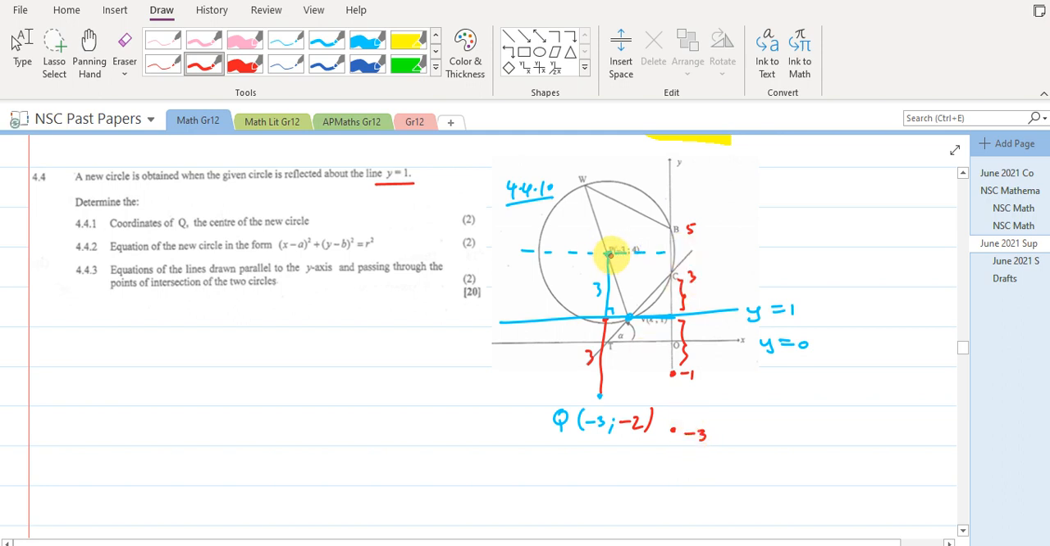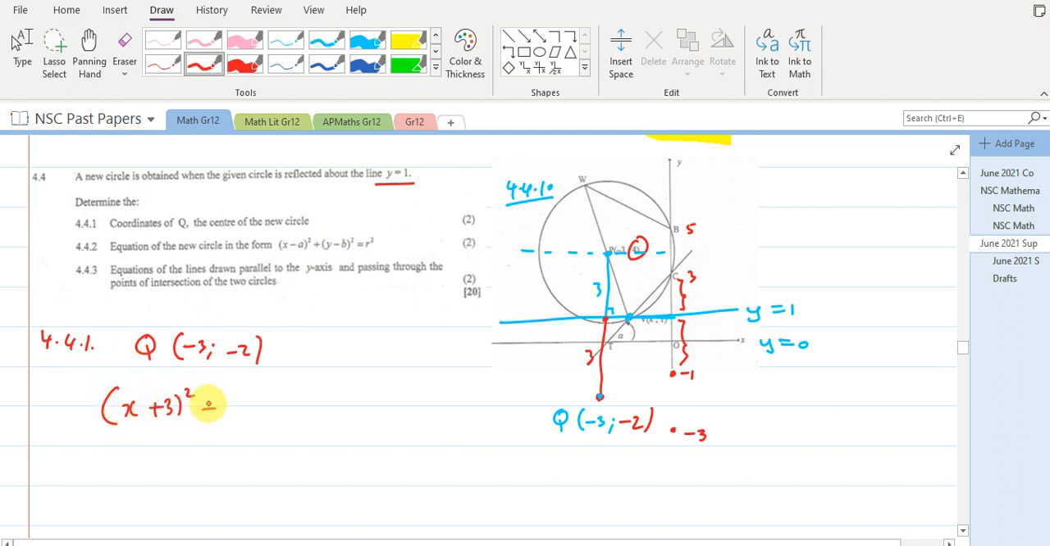And you could have seen over here that the center of the circle is the midpoint between 5 and 3, which is 4, y value 4, and the midpoint between these two, so Q should be minus 3 and minus 2. So 4.4.1, coordinates of Q is minus 3 and minus 2, sorted. So the equation of the new circle in the form x minus y. So what's the equation of the new circle?